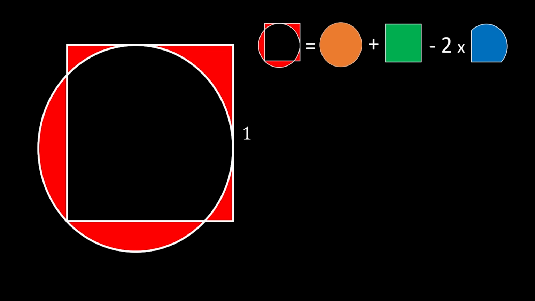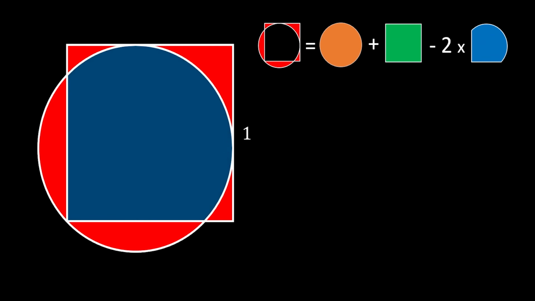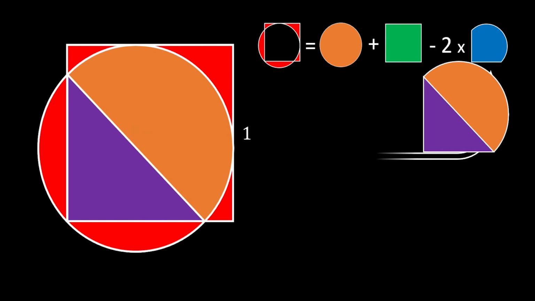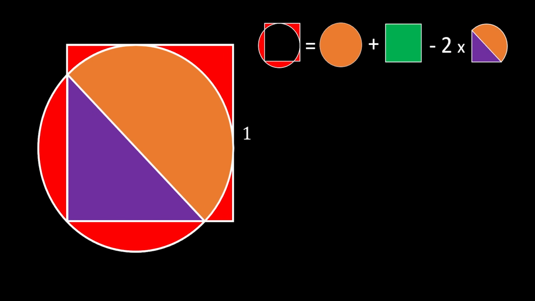From here we will first take a look at this blue segment. If we first pull a line through the intersection points of the circle and the square, we can also see that this line will represent the diameter of the circle, and it will divide our blue shaded area into two separate segments. The first one will be this purple isosceles right triangle, and the second one will be the half of our circle. So we can now substitute these two segments instead of our blue segment.